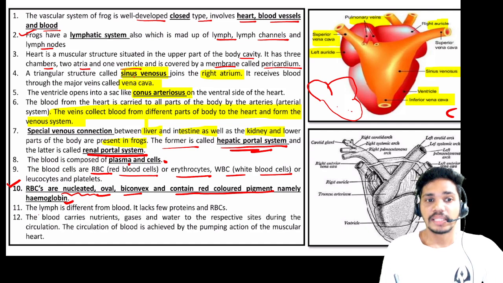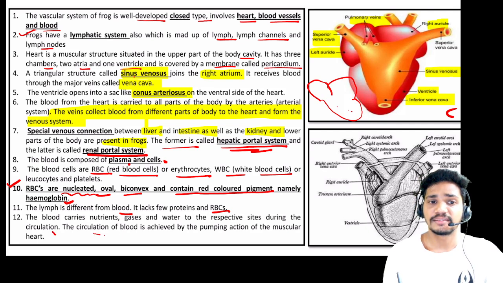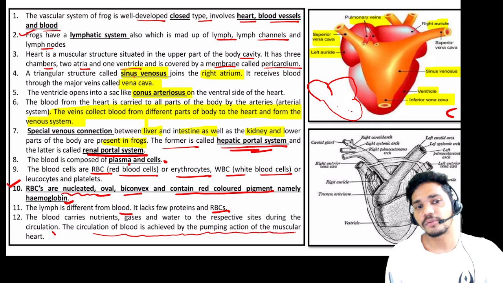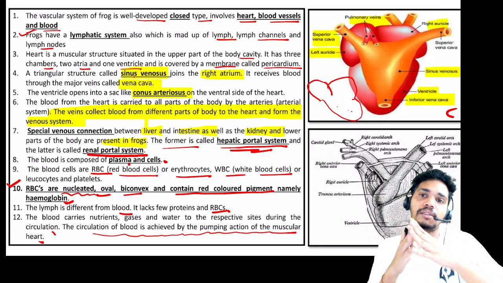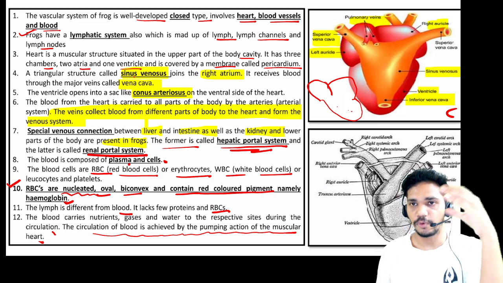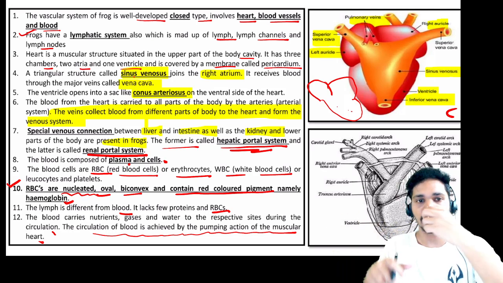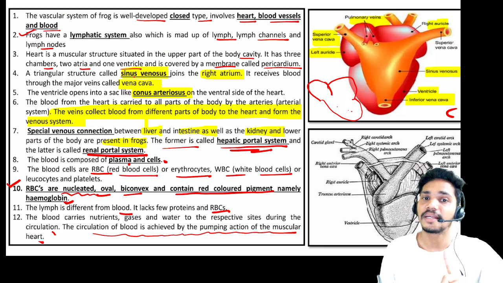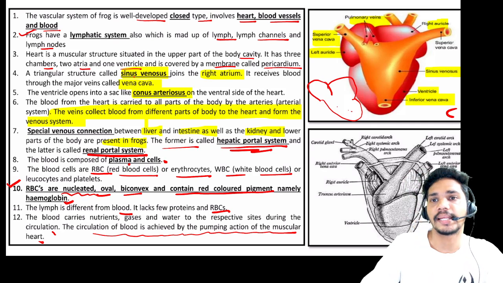Right, same. The lymph is different from the blood. It lacks a few proteins and the RBCs. The blood carries nutrients, gases, water to the respective sites during the circulation. The circulation of the blood is achieved by the pumping action of the muscular heart, right? This is a muscular three-chamber heart. So what we have done here, the sinus venosus before the atria, conus arteriosus before the ventricle. Okay, उसके बाद ये enter करेंगे. Then the frog has a hepatic portal system and a renal portal system. Okay, let's go to the next one.